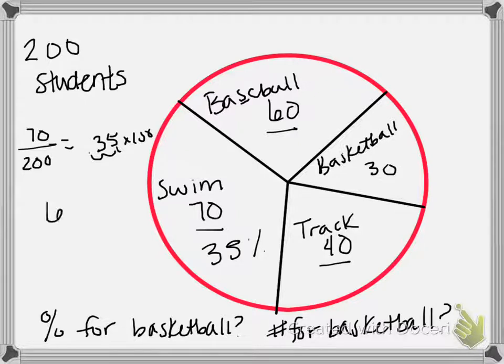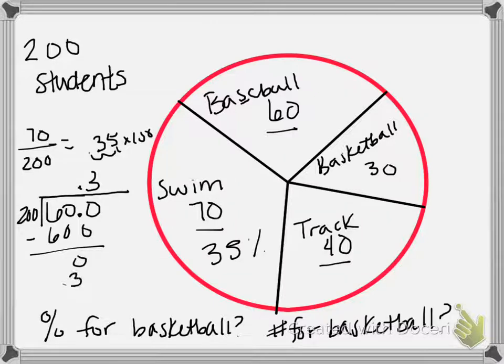So I'll show you an example with the 60. So 60 over 200. Of course, I can't put 200 into 60 at all, so I need a decimal point. 200 goes into 600 exactly 3 times. So then I end up with 0.3 as my answer. If I move my decimal over twice, I end up with 30%. So it's exactly what I did for the swimming, I just didn't show you my work. So 60 out of 200 is equivalent to 30%. Our track then, we're going to find out, is equivalent to 20% if you take 40 over 200.